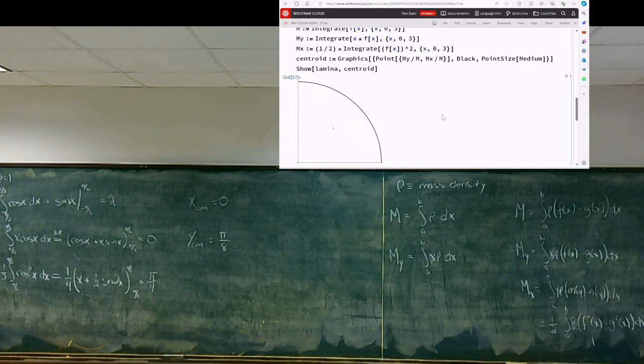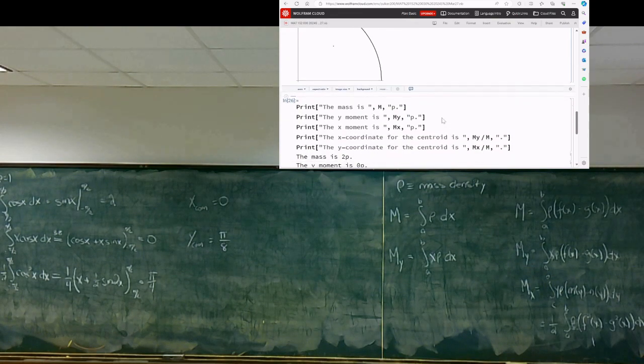For the next, let's say 15 minutes, go ahead and find the coordinates for the center of mass. And then I'll run that to see if you got it right.